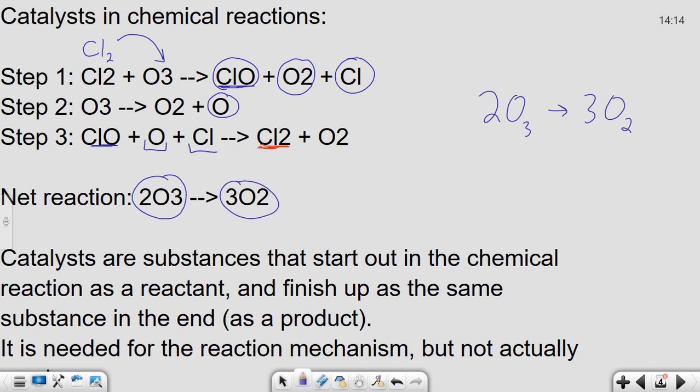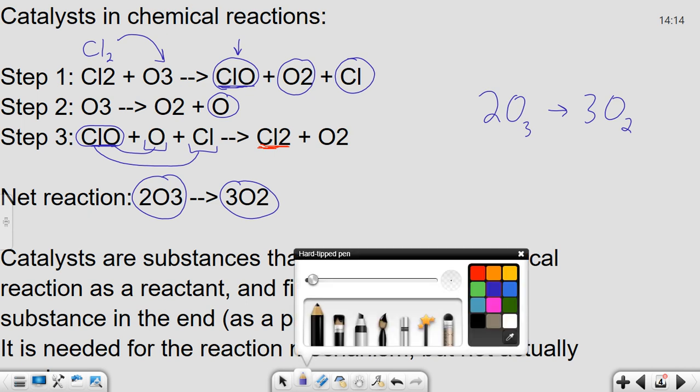We're going to use our oxygen, we're going to use our chlorine, and we'll use the intermediate, because we know chlorine monoxide doesn't show up anymore. Let's use all of these things together. 2 Cl's and 2 O's. So I've made Cl2, and I've made O2.